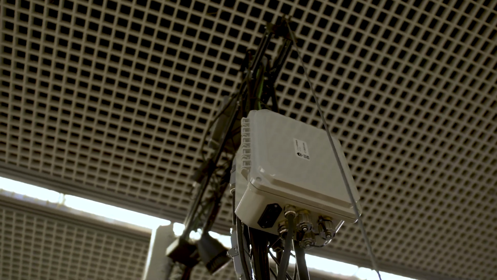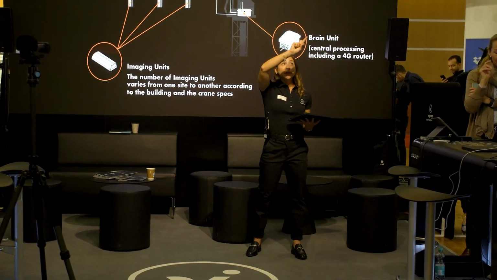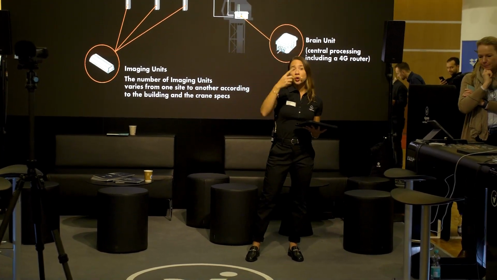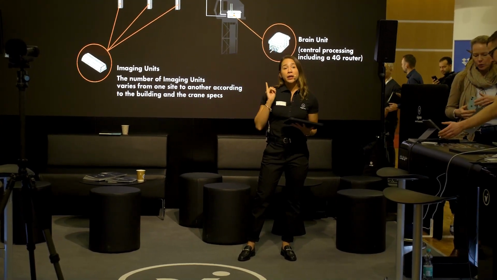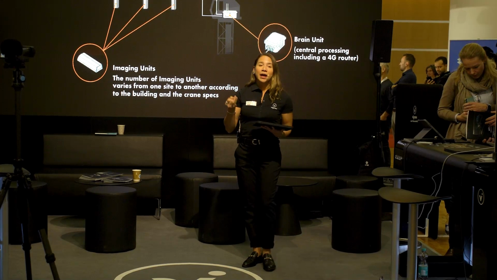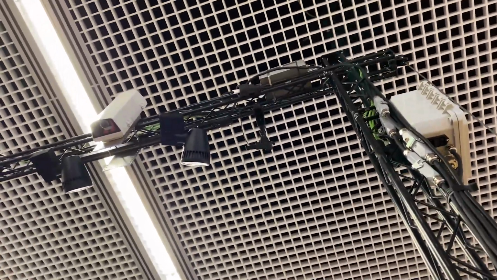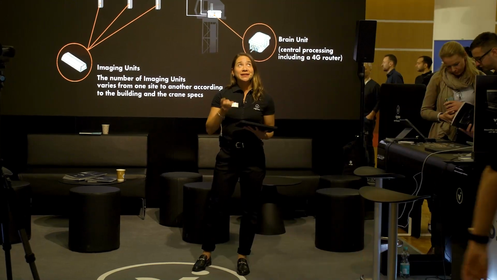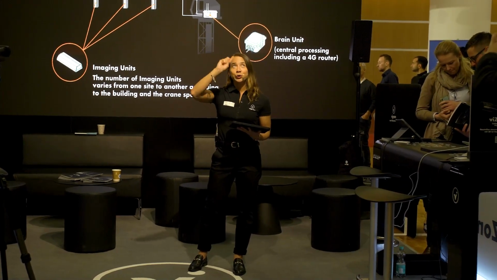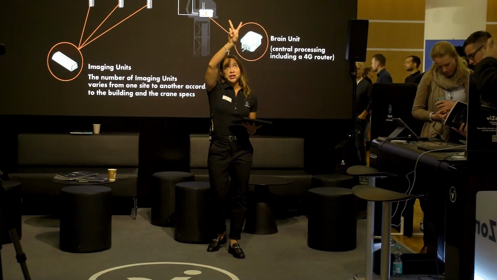For example, here we have two geolocation units. What this brain unit also does is receive and geolocate the data, upload the images, manage the scheduling, upload the data, and trigger the images. It is equipped with a 4G router and an Ethernet bypass that provides internet connection to the whole camera system. Here we have the two geolocation units.